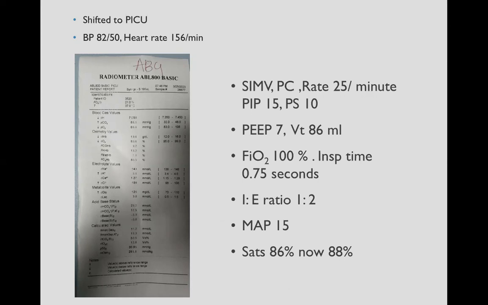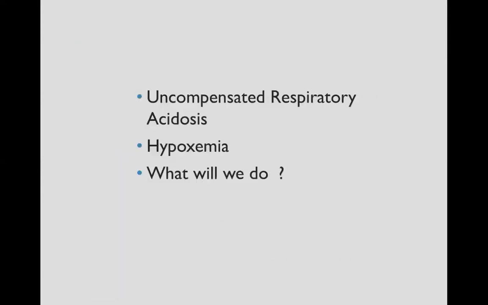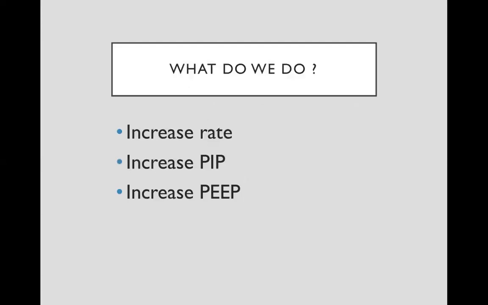So what does this blood gas show us? This blood gas is showing us an uncompensated respiratory acidosis. It is showing us actually not a marked hypoxemia, but yes, hypoxemia. What will we do? Your carbon dioxide levels are very high, so the only thing that can bring down your carbon dioxide level is to increase your minute ventilation. And how would you increase your minute ventilation? You can increase the rate. You can increase the PIP, which will lead to an increase in the tidal volume. And for the hypoxemia, we will increase the PEEP.